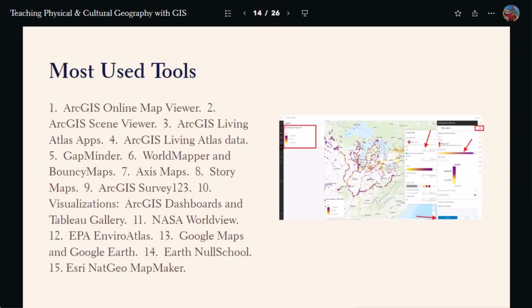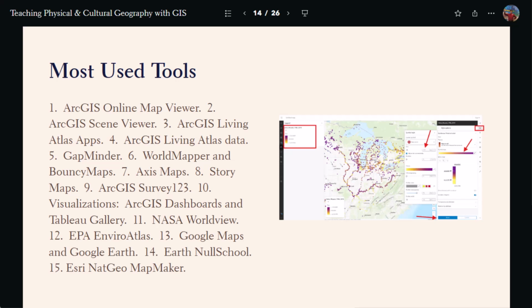My most often used and recommended 15 tools are here. You will see that half of them are part of the ArcGIS system. Number 1, ArcGIS Online Map Viewer. Number 2, ArcGIS Scene Viewer. Number 3, ArcGIS Living Atlas Apps, the Wayback Imagery, the Land Cover Change, Water Balance, Wildfire Aware, Air Quality Aware, etc. Number 4, ArcGIS Living Atlas Data.